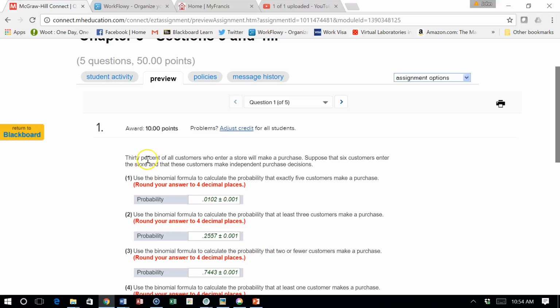Okay, so let's look at this first one. It says 30% of all customers who enter a store will make a purchase. Suppose that 6 customers enter the store. So there's a 30% chance, that's going to be our P, our probability of success on any given trial. 6 customers is our N, and it's independent, so it's binomial. It says use the binomial formula to calculate the probability exactly 5 customers make a purchase.